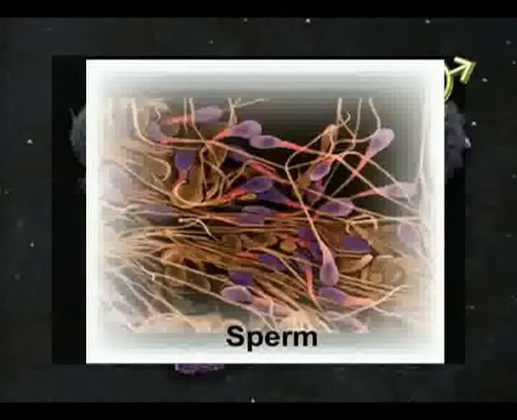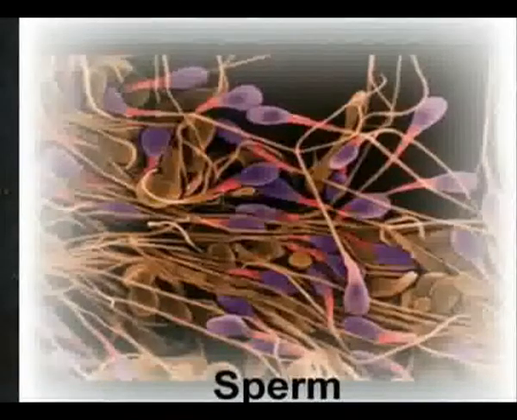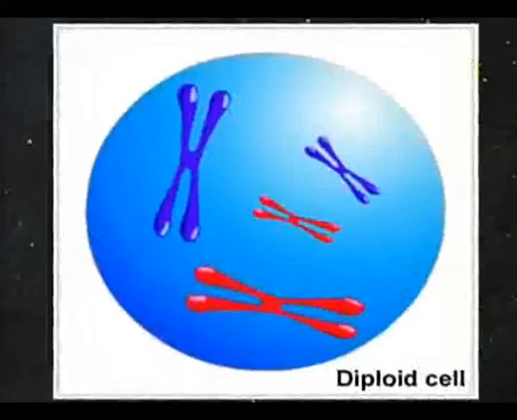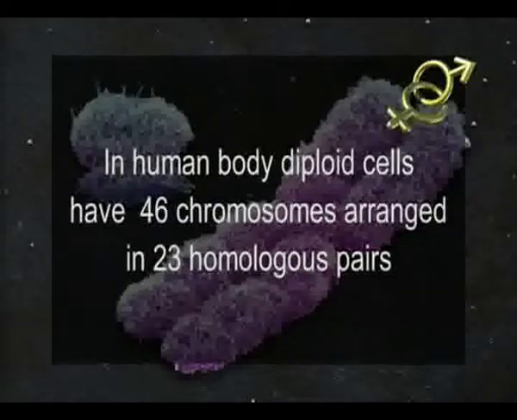In all organism cells, with the exception of the sperm and eggs and the gametophyte generation in plants, chromosomes are arranged in pairs called homologous pairs. Each chromosome in the homologous pair comes from a different parent. A cell that has both chromosomes of each homologous pair is a diploid cell. In the human body, diploid cells have 46 chromosomes arranged in 23 homologous pairs.